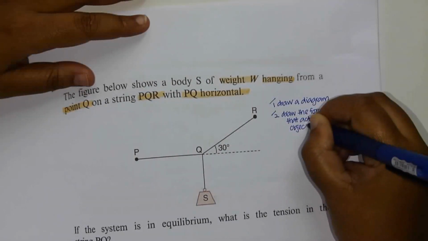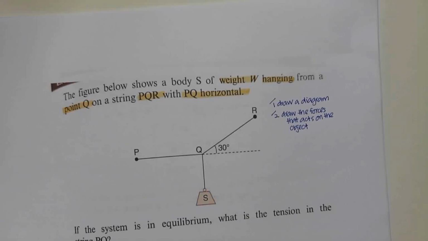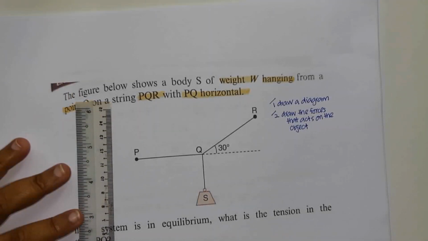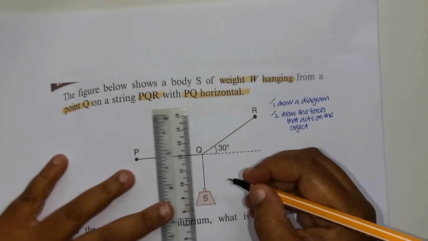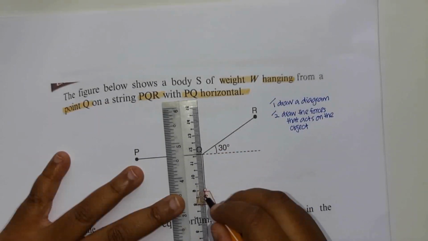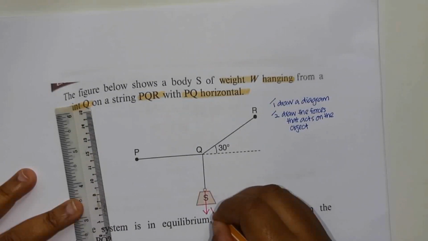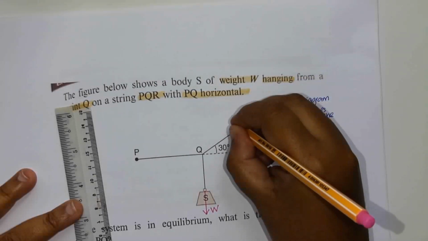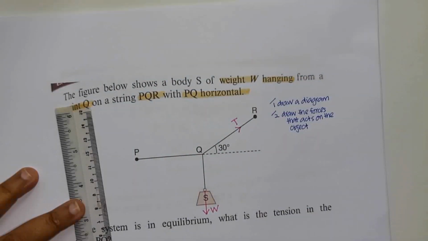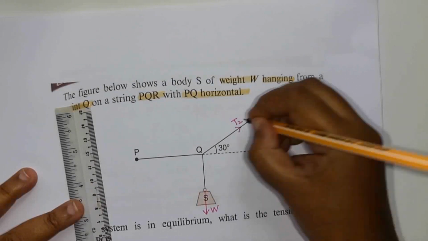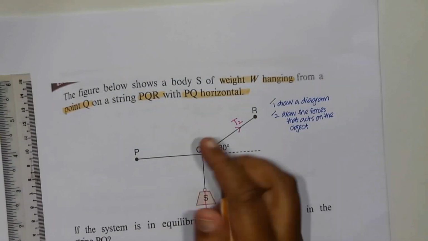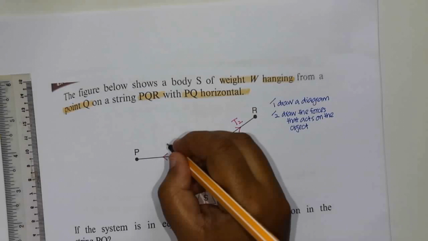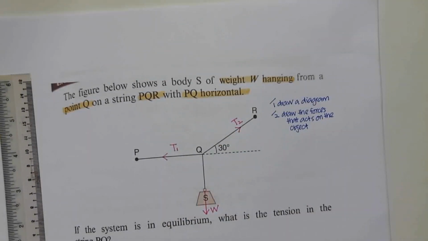Okay, so here we look at this. When we draw the forces that act on the object, the first thing I have is W. Then here I have tension, so I'm going to label this as T2, and then there's another string here which is T1. Alright, so I've already drawn the forces.